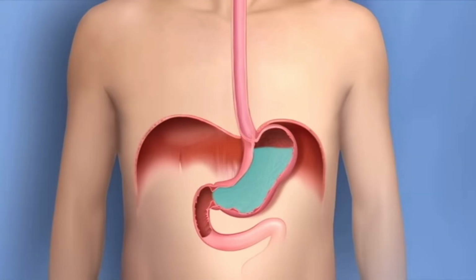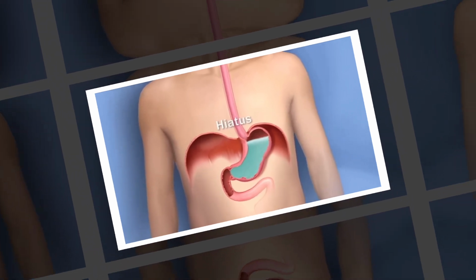There are several reasons this might happen. It's not uncommon for the valve to become weaker, so it doesn't close tightly. That allows acid and partially digested food to come up into the esophagus. Sometimes the diaphragm weakens around the esophagus, allowing the hole to become larger. This hole is called the hiatus.